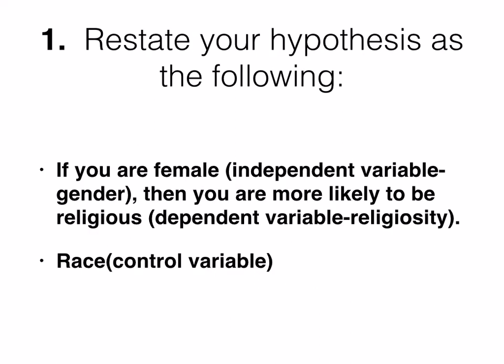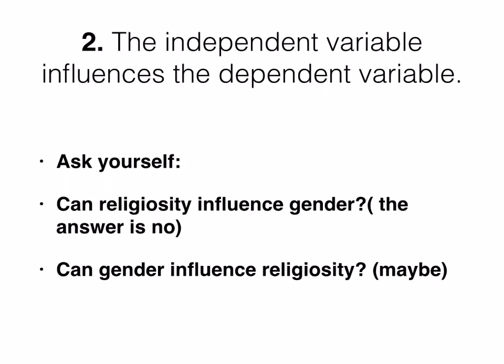Now, I want you to restate your hypothesis as the following. Or actually, here's an example. If you're female, the independent variable in this case would be gender, then you're more likely to be religious. And in this case, the dependent variable is religiosity. And we're going to control for race. So we would look at differences among race.